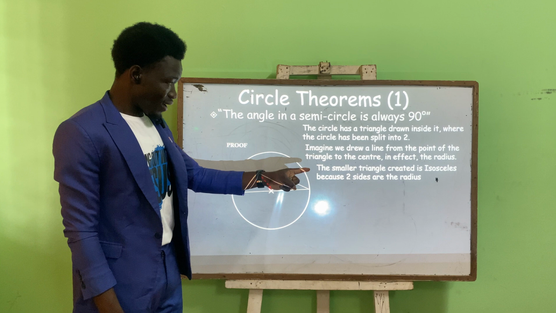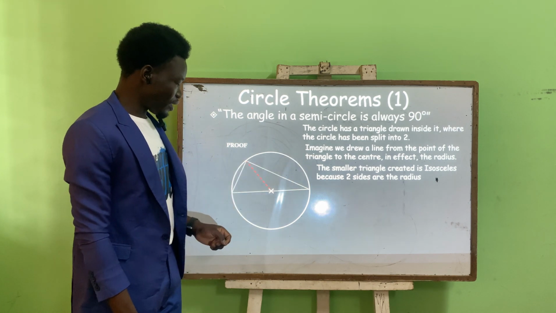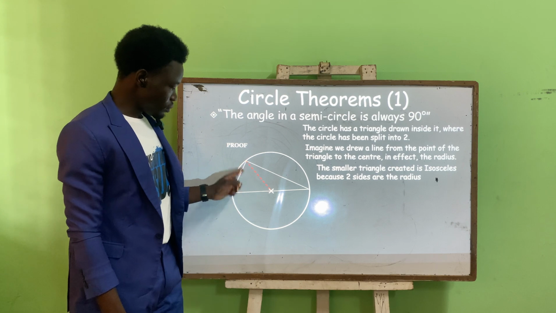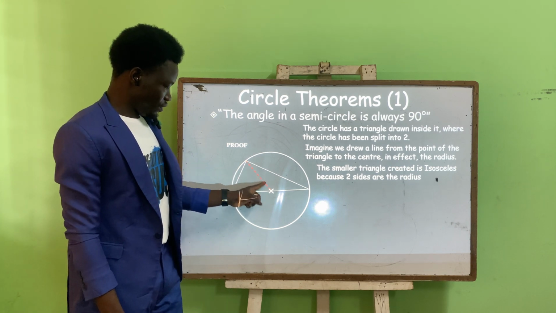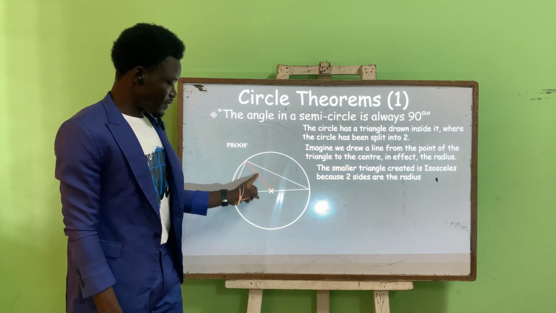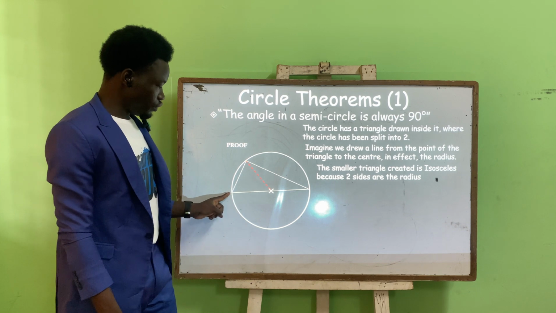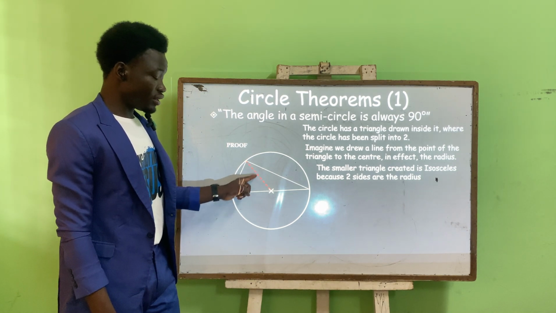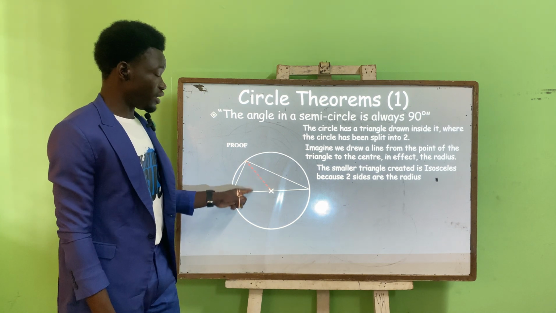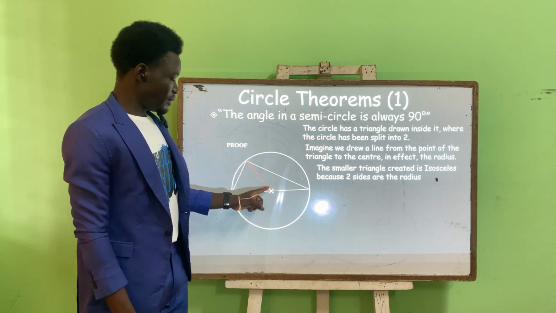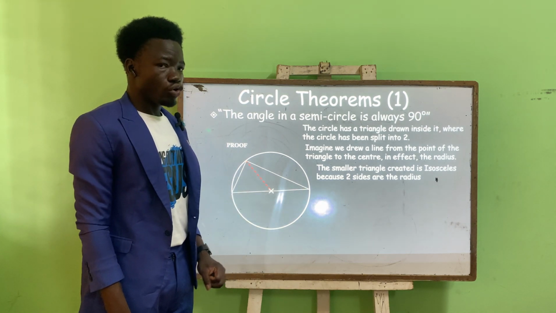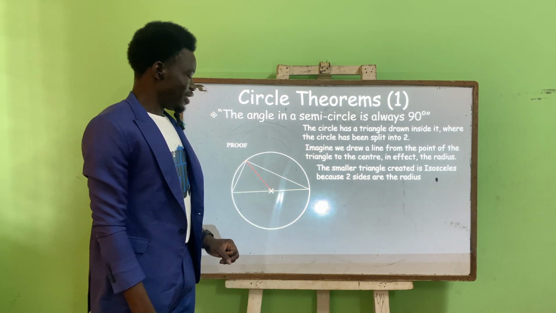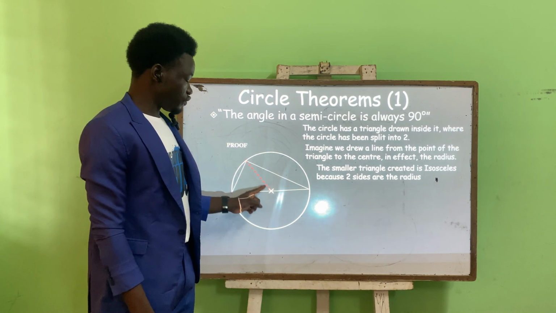The smaller triangle created is an isosceles triangle. You see that this is an isosceles triangle because this side is a radius, and this is also a radius. When two sides of a triangle are equal, it forms an isosceles triangle. Likewise, this and this form another isosceles triangle, because it's a radius and it's also a radius.